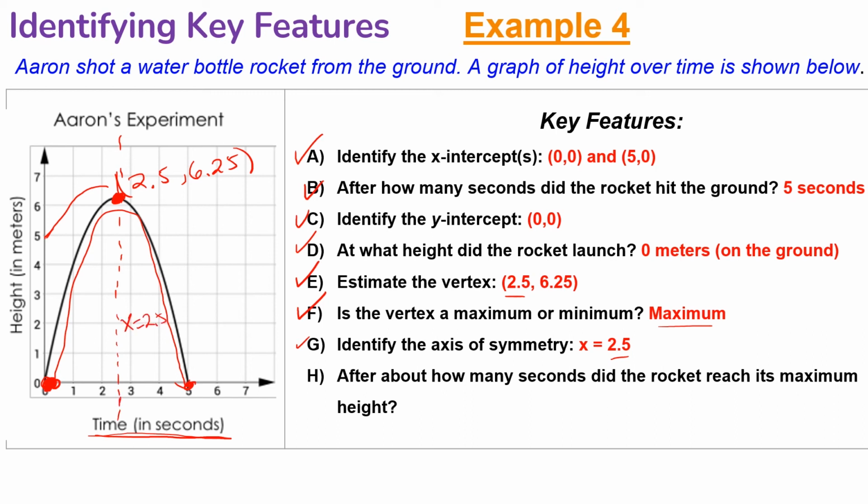All right. So even if you did not have the graph, you would know how to find the axis of symmetry if you had the vertex. It is just the x value of your vertex. In H, it says, after about how many seconds did the rocket reach its maximum height? And that is 2.5 seconds, because that's the highest point on the graph. So that's the maximum height of 6.25. And it took it 2.5 seconds to reach that maximum height.